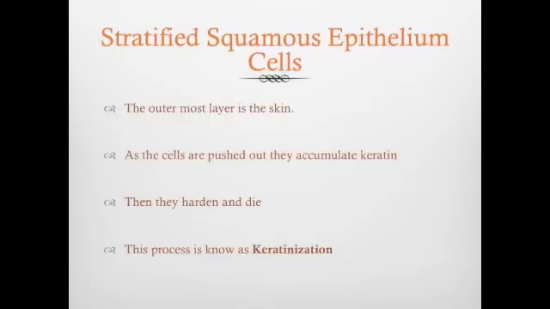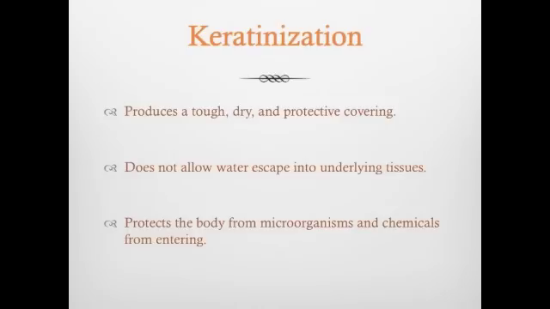As cells are pushed to the surface, they gain the protein keratin. They then harden and die. This is a process called keratinization. The keratin produces a protective covering that prevents microorganisms and chemicals from entering the cell. It does not allow water to escape into underlying tissues.